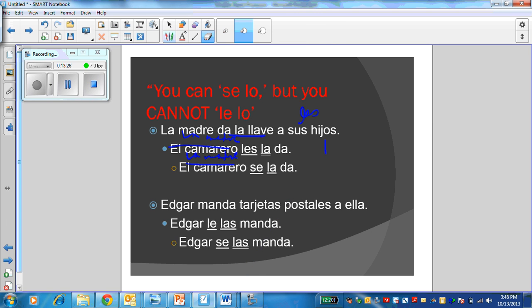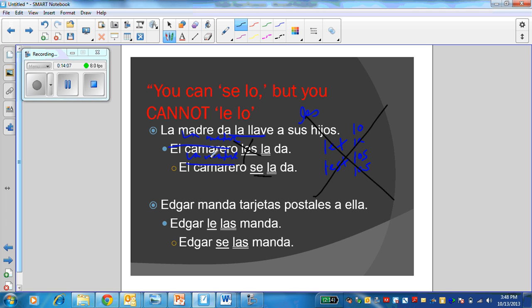No podemos tener. Okay, no tenemos en español le más lo, le más la, les más los, les más las. No es posible. Okay, entonces en vez de les, vamos a usar se. Okay, la madre, excuse me, se la da.